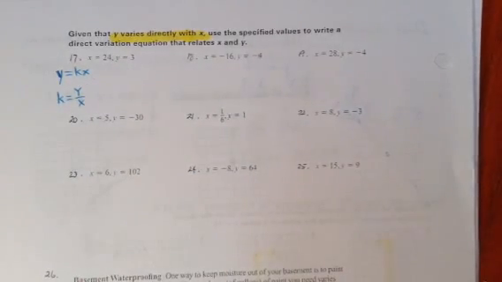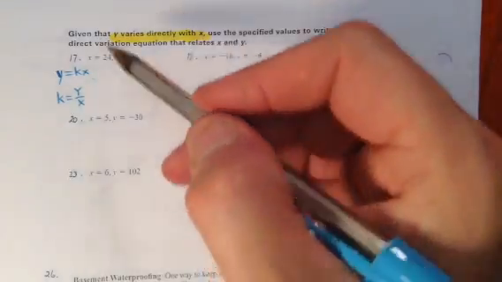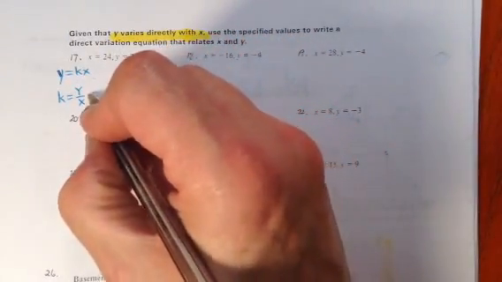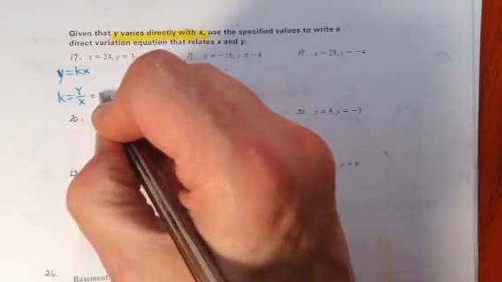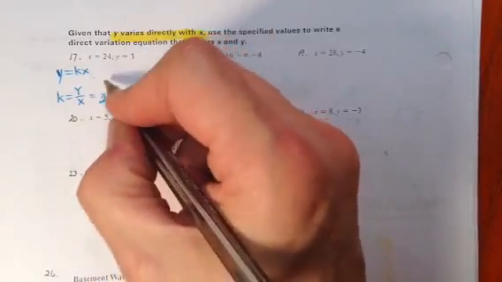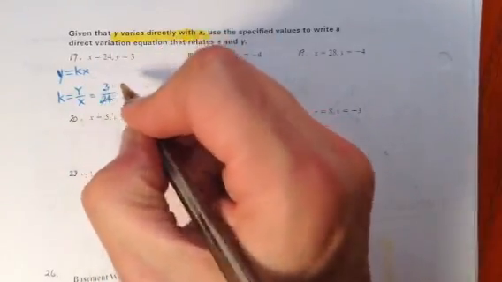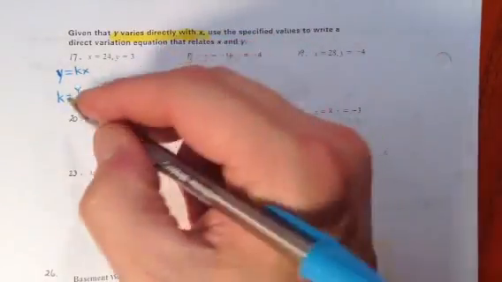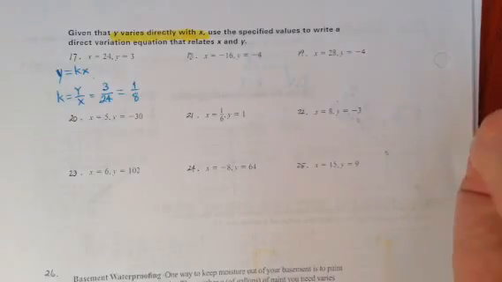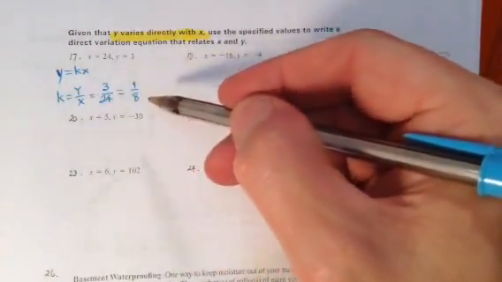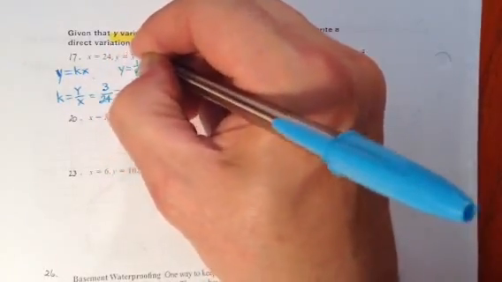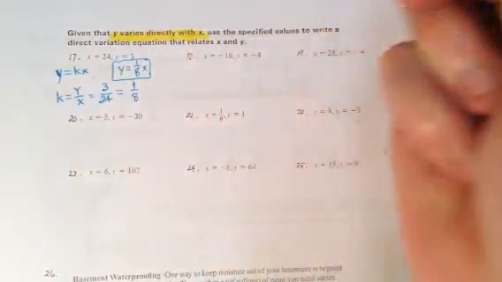Oh, wow. Okay, so on this problem, X is 24. So I'm going to put a 24 on the bottom because that's where X goes, and Y, 3 on the top. And I'm going to simplify that. Use your calculator if you need. And if you notice, K is going to be 1/8. Well, once I know K, I go back and plug it in right here, and I have my equation. This equation, Y is equal to 1/8 times X. That's my answer. That's my direct variation equation.